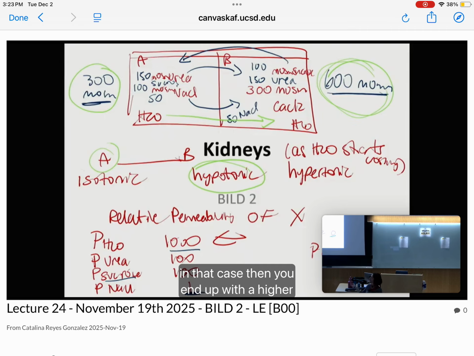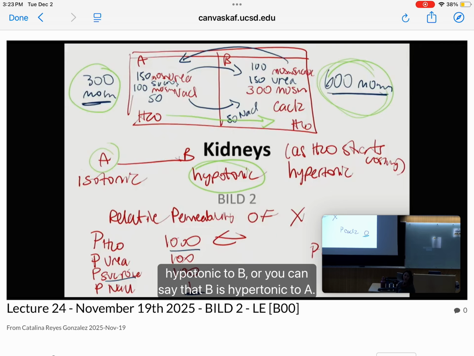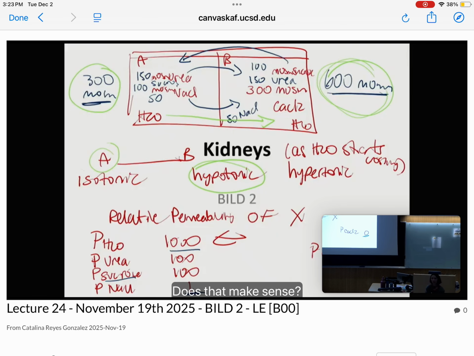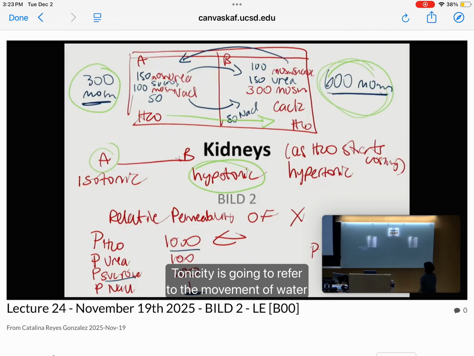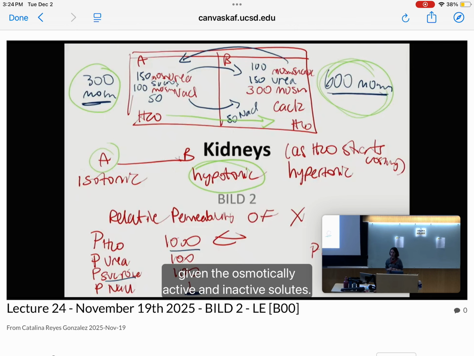Okay? In that case, then you end up with a higher osmolarity in compartment B because the other three solutes are going to equilibrate, right? But the osmotically inactive solute remains in compartment B. So at this point, water is going to move to where there's higher osmolarity, in this case, compartment B. So we know that A is hypotonic to B, or you can say that B is hypertonic to A. Does that make sense? Tonicity is going to refer to the movement of water given the osmotically active and inactive solutes.